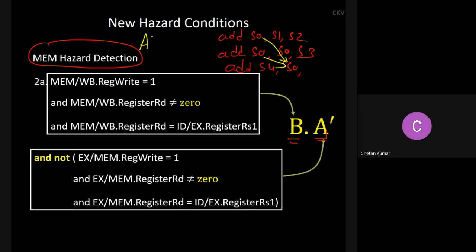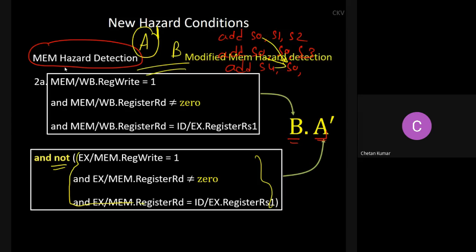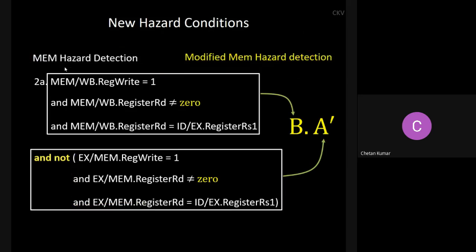So whenever A is true, you always forward from the output of EX to the input of EX. Only when A is false and B is true, then you can forward from the output of MEM to the input of EX. That is why the conditions get modified further. And this is exactly the A case. If you see these equations, we have already derived them as part of A. So that should not happen, whereas this condition should get satisfied. That is basically the entire equation for MEM hazard detection. This is your modified MEM hazard detection conditions.